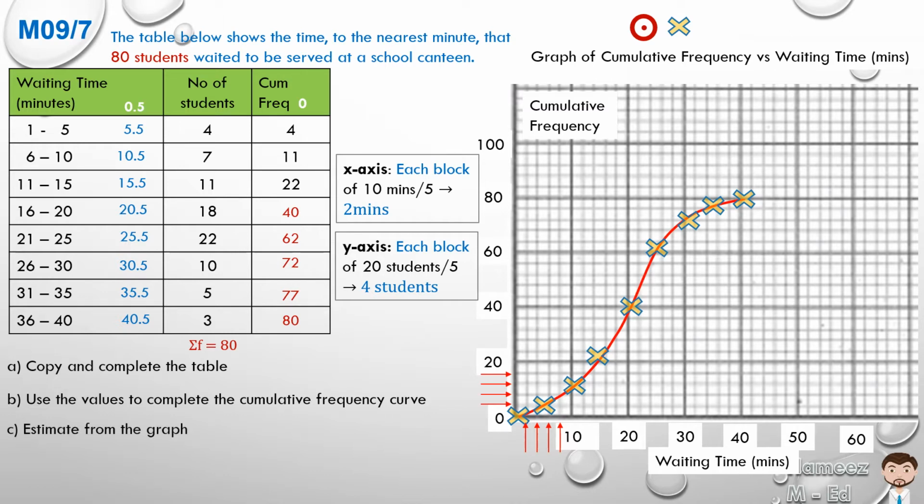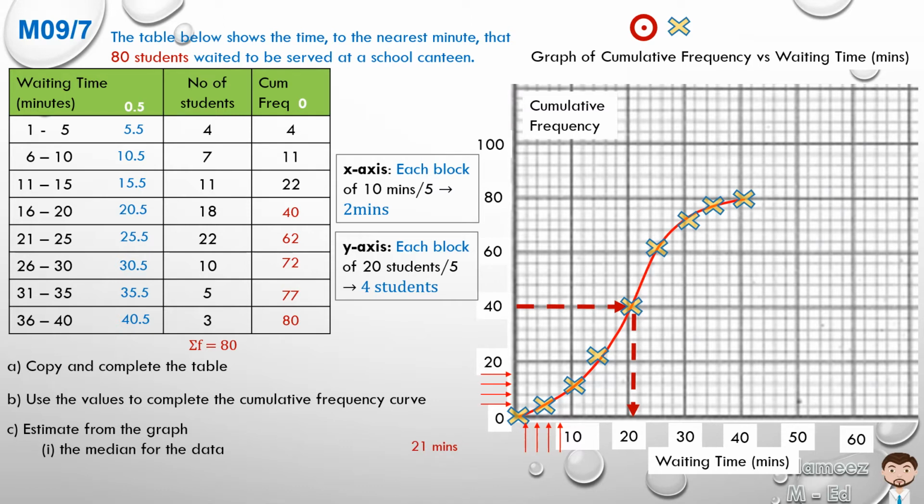Estimate from the graph first the median for the data. Now, if we look at our cumulative frequency, we had a total of 80. So the middle of that will give us our median. The middle of 80 is 40. So I'm drawing a red line from 40 on the y-axis on the cumulative frequency until it intersects the curve. And where it hits the curve, we now come vertically downwards. That value will be our median, and that will be in minutes.